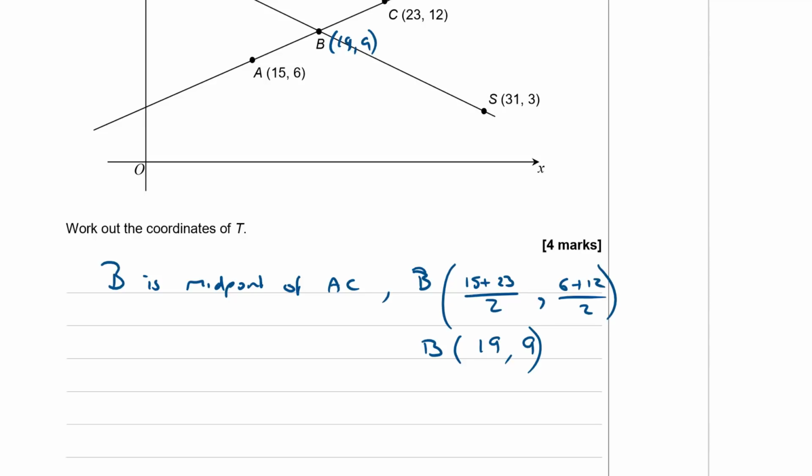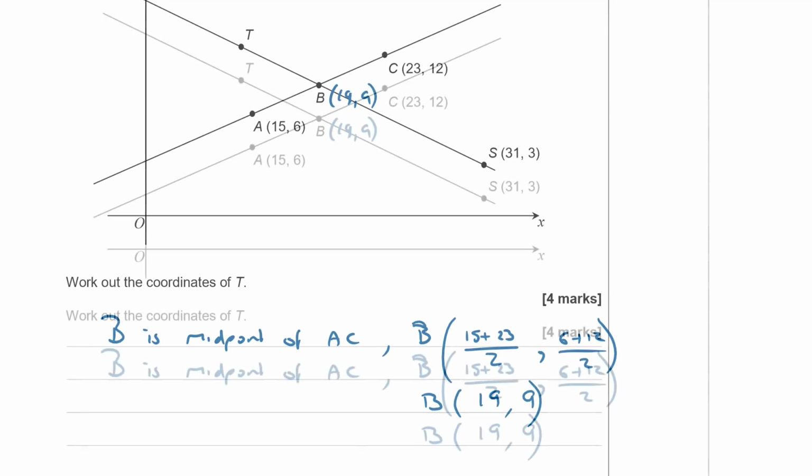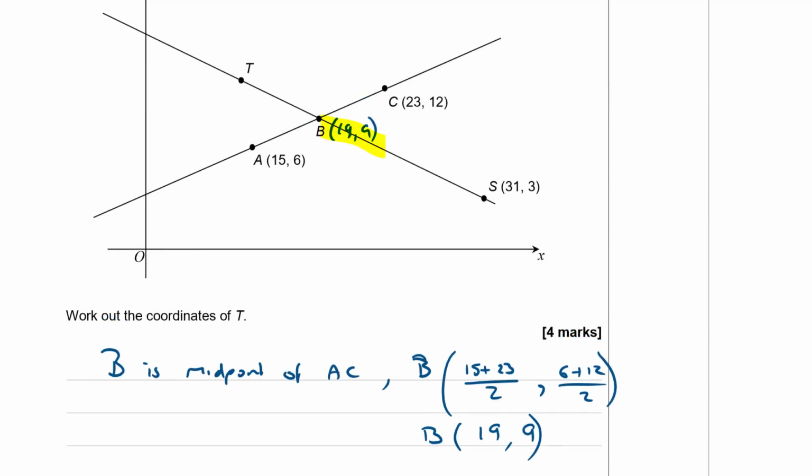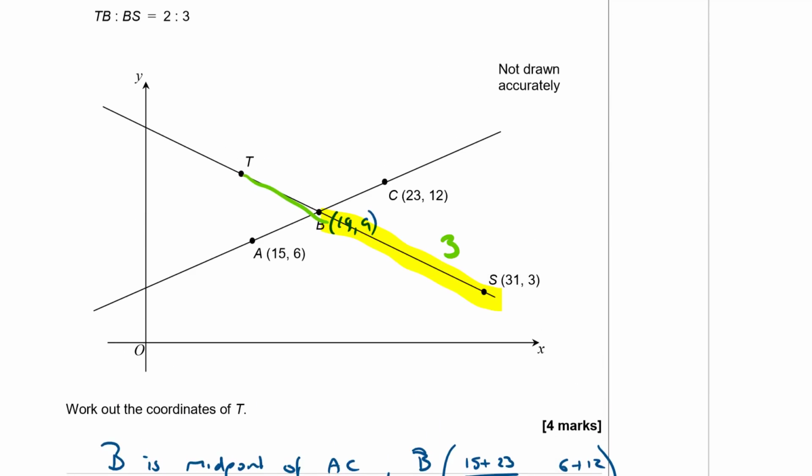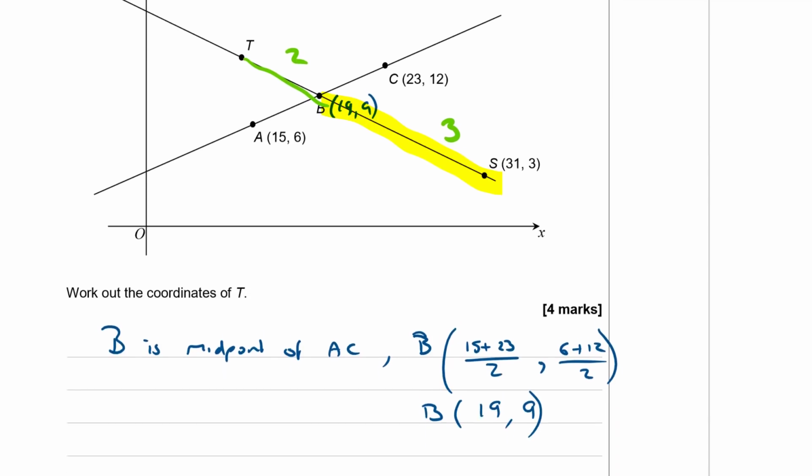Right, what now? So now we want to work out what T is. We know the ratio of this part to this part is, what was it, 2 to 3. So this is 3 parts for every 2 parts that are here. If we take the distance from B to S, divide it by 3 and then multiply it up by 2, we should then be able to work out the distance from B to T. That's the plan.